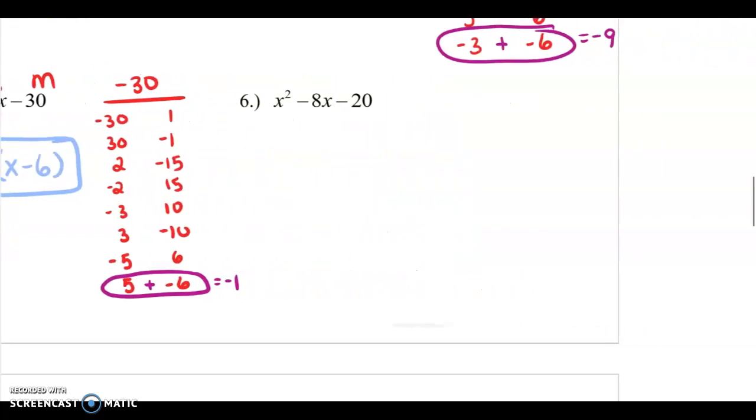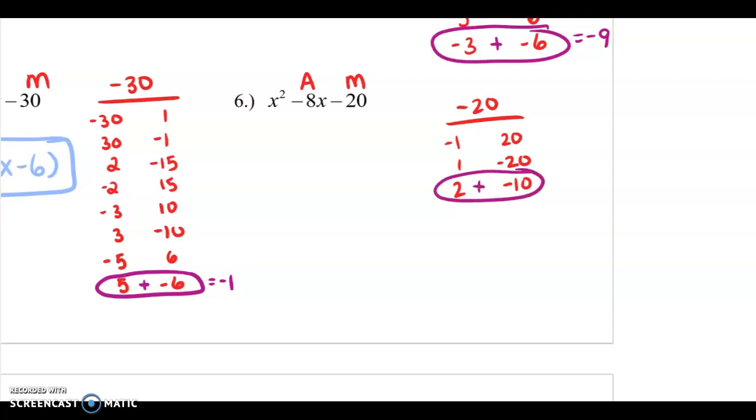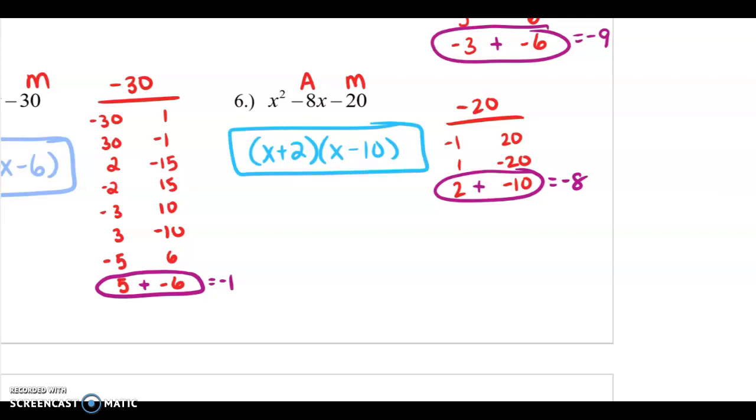All right, last one before we talk about factoring completely. So we want to add to -8, but multiply to -20. So -20 is going to give me -1 and 20, or +1 and -20. Neither of those are going to give me -8. What about 2 and -10? Yeah, that's it. 2 and -10. That right there is going to add to -8. So my factors are going to be a +2 in my parentheses and a -10 in my parentheses. If you want to write plus a -10, that's fine as well.